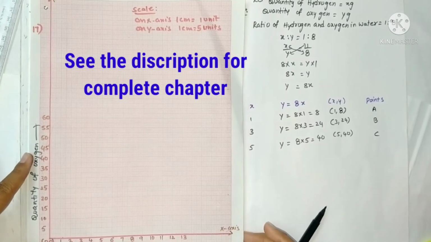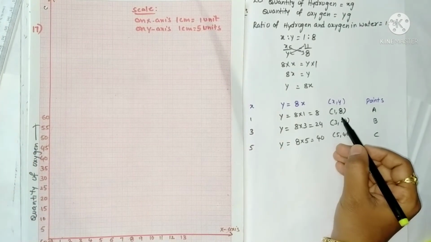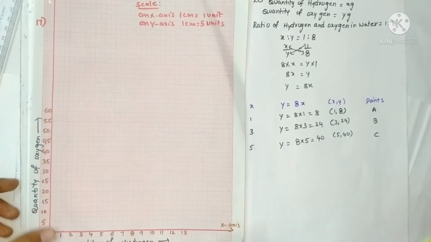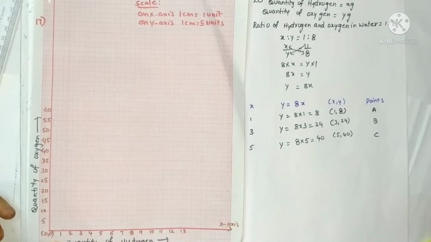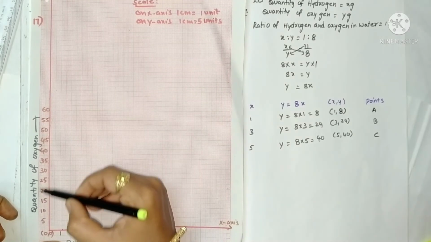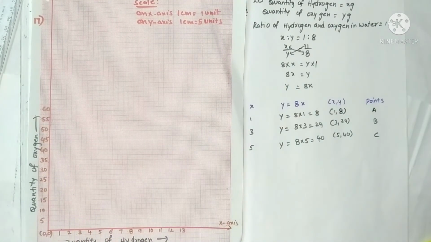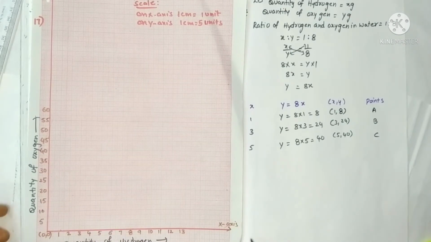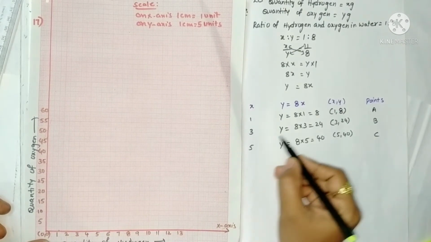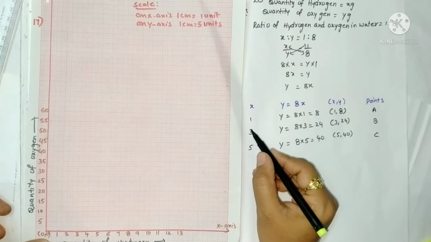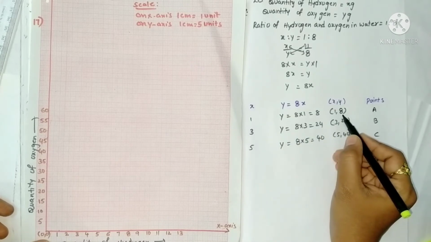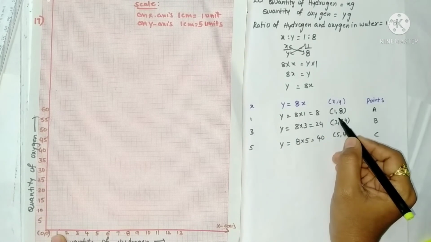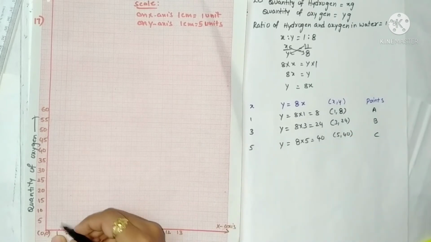Okay. So now we'll see. First point 1 comma 8. Here what is x? Quantity of hydrogen. So on the x-axis we are taking that. And on the y-axis quantity of oxygen. You have to write like this. Okay. So first point, x is 1 and y is 8.